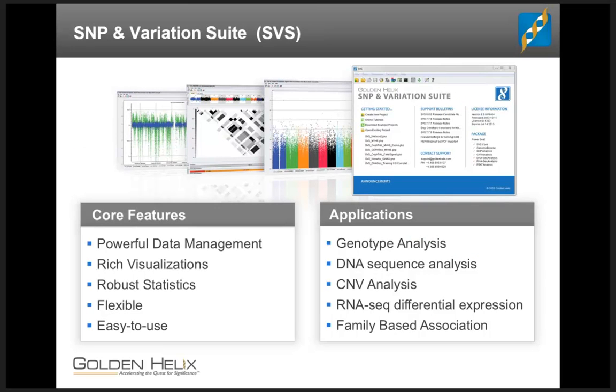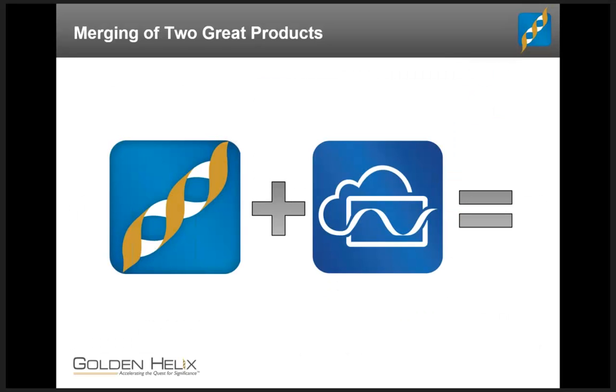Now, the second product, and really our flagship product that we'll be talking about quite a bit today, is SNP and Variation Suite, or SVS. SVS is really a platform for management and analysis of many kinds of genomic data. Today we'll primarily be talking about the sequence analysis functionalities in SVS, but there, of course, are a broad range of other applications in genotype analysis, copy number, RNA-seq, and you can learn more about those at our website at goldenhelix.com.